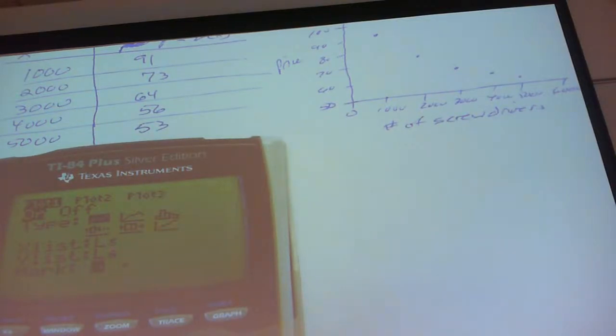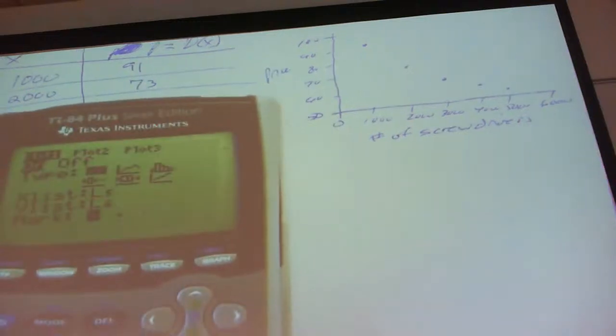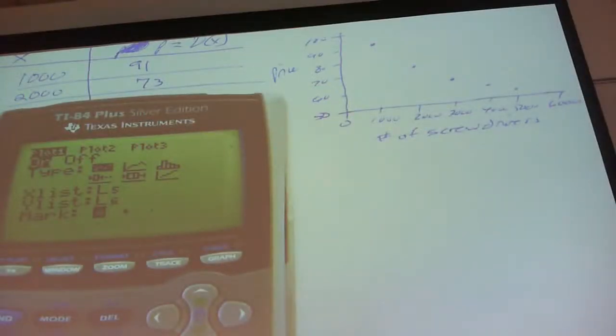Stop there. Now you could hit zoom 9. Zoom 9 does the window for you, but I don't want to use zoom 9. I want to make my own window. So first of all, did everybody put the data in list 5 and list 6? And did everybody turn their plot on? Choose scatter plot 5 and 6. Everybody good so far? Hit window, window.